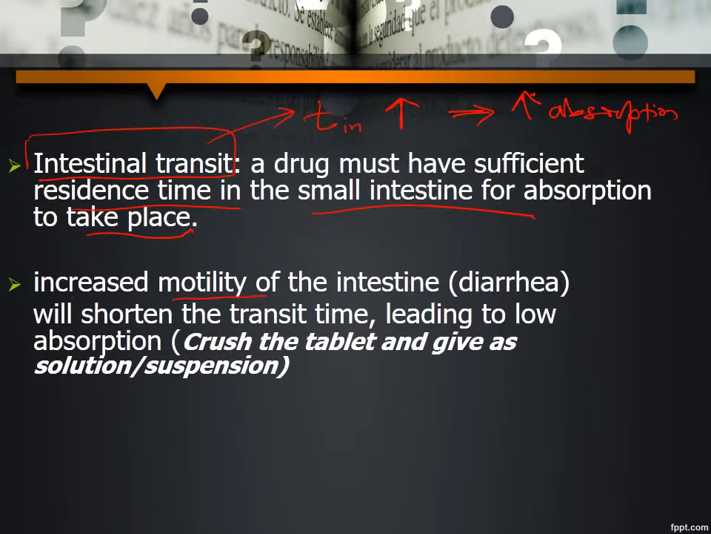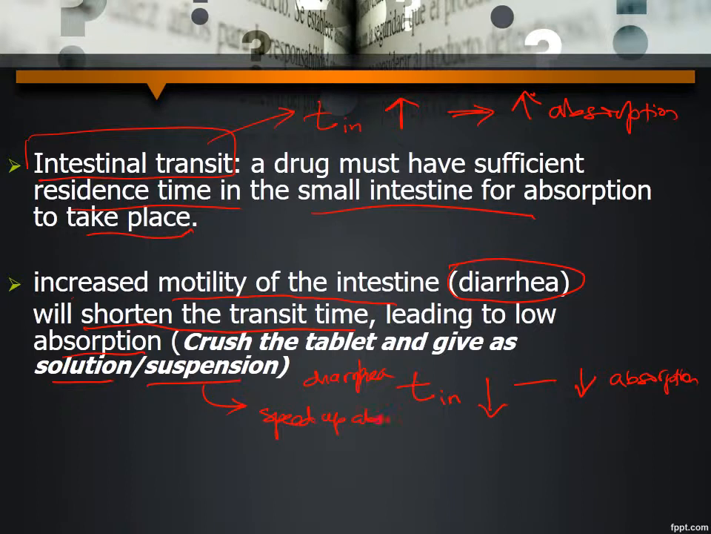Increased motility of the intestine, for example in diarrhea, will shorten the transit time in the intestine and lead to low absorption. So in diarrhea cases, the intestinal transit time is reduced, and you have a reduction in absorption. In that case, we will crush the tablet and give it as a solution or suspension in order to speed up the absorption.